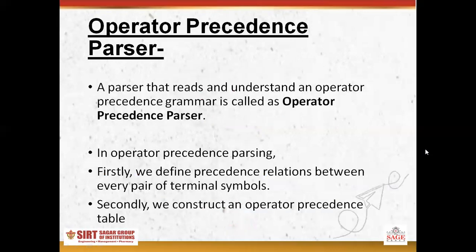Operator precedence parser: a parser that reads and understands an operator precedence grammar is called an operator precedence parser. In the operator precedence parser, firstly, we define the precedence relation between every pair of terminal symbols. Where there are two variables, we have to create a connection, and the connection is created with a terminal. Secondly, we construct an operator precedence table.